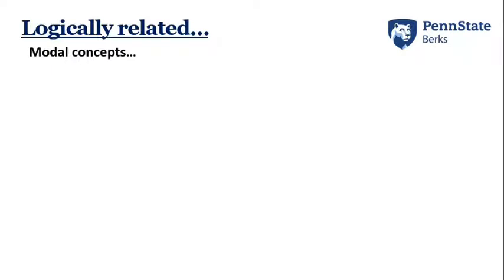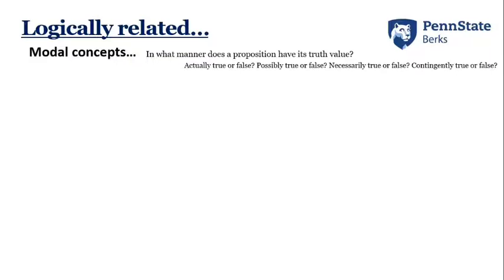Now, modal logic has to do a little more specifically with exactly the relationship between the various propositions. And it asks, in essence, in what manner. That's what modal means, like the modality, the manner of something. How does it actually have that truth value? So our choices here is that something could be actually true or it could be actually false. It could be possibly true or it could be possibly false. It could be necessarily true or it could be necessarily false, and contingently true, and it could be contingently false.